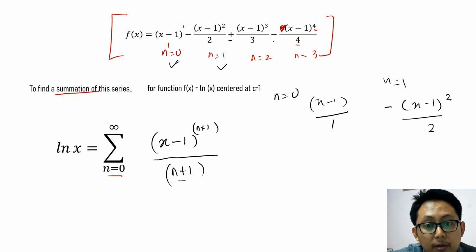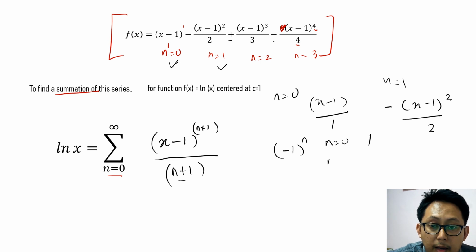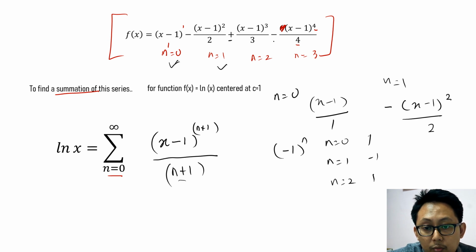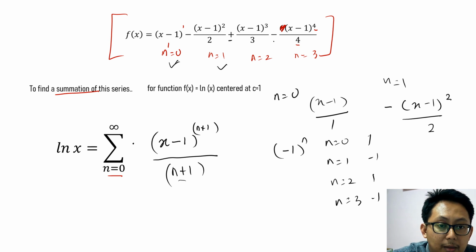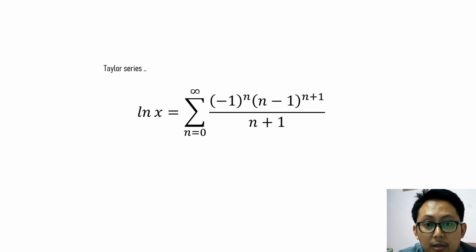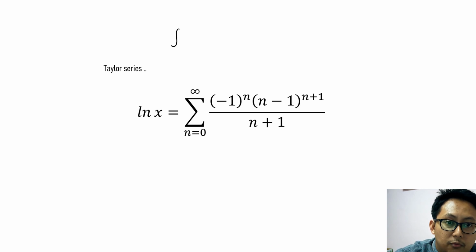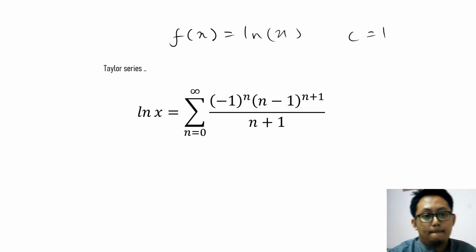To do that, we know that minus 1 to the power of n. For example, for n equal to 0, minus 1 is positive, because anything to the power of 0, the value will be 1. Then n equal to 1 gives negative 1, n equal to 2 is a positive 1, n equal to 3 will be minus 1. So it's similar to the value here. So we can put minus 1 to the power of n. So this is the function for the Taylor series for the function f(x) equal to ln x at c equal to 1.